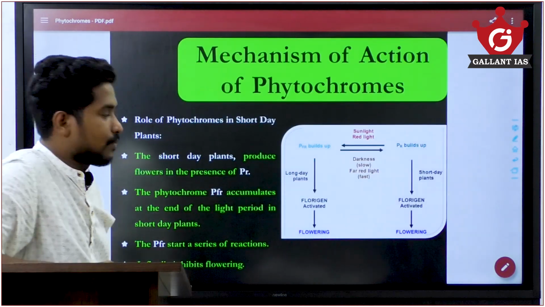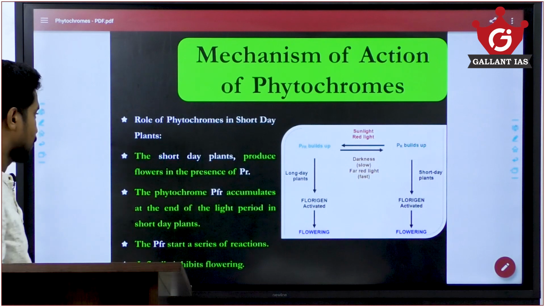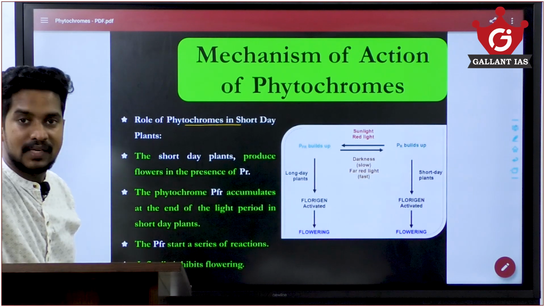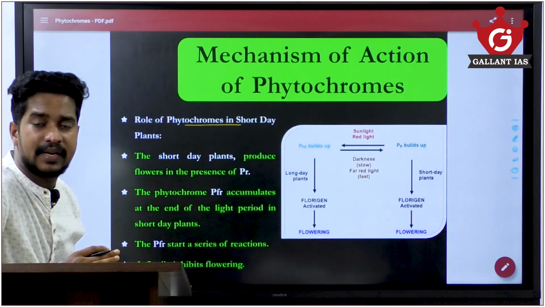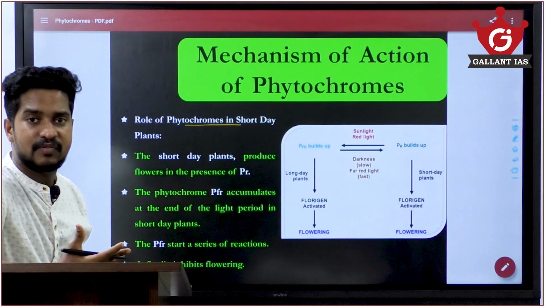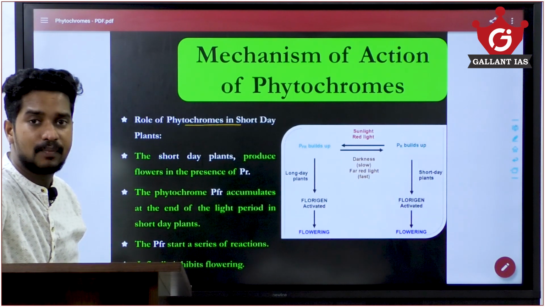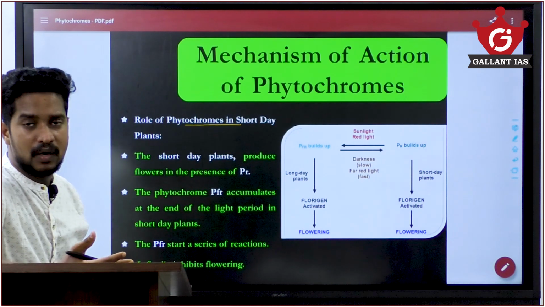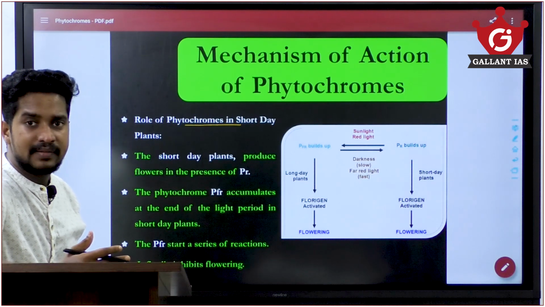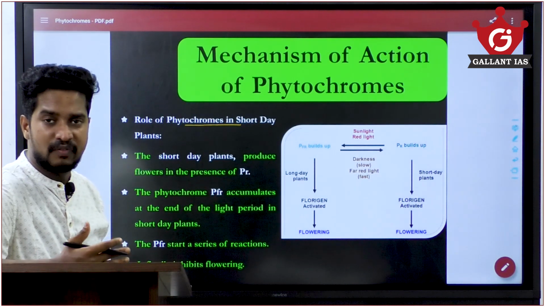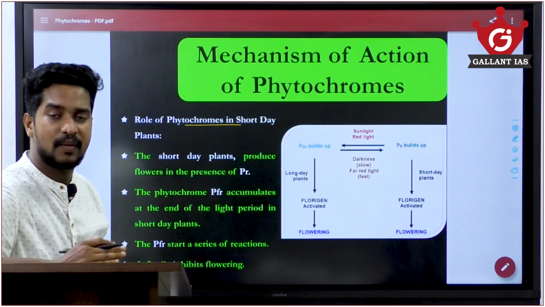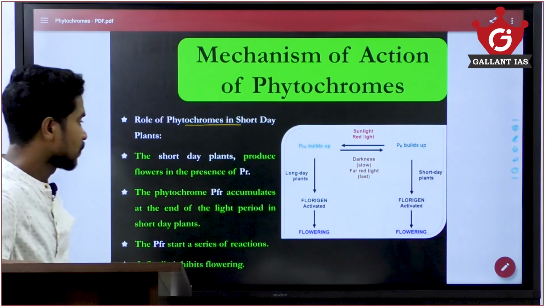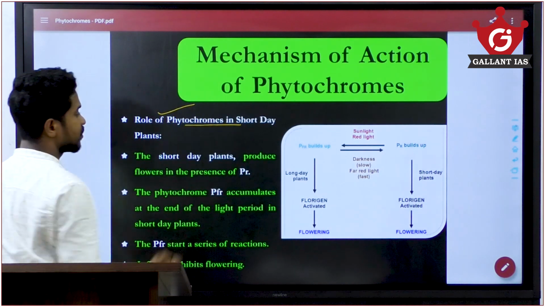So next we are discussing the mechanism of action of phytochrome, the role of phytochrome in short day plants. How do phytochromes help in flowering in long day plants? Because of the conversion of phytochrome to phytochrome far red, flowering is possible in plants, and flowering is also inhibited by the interconversion of these phytochromes. We will discuss how it is done.